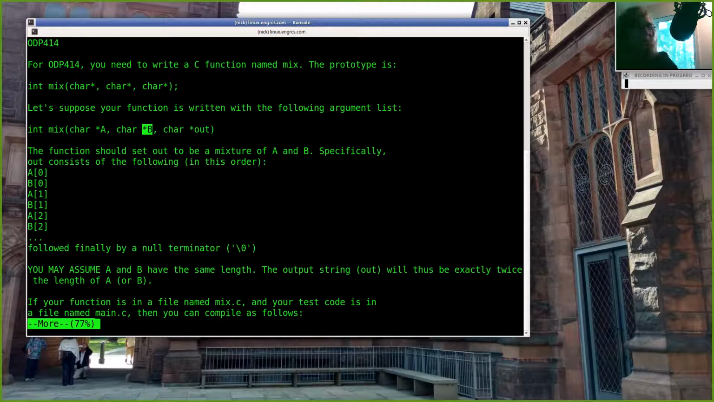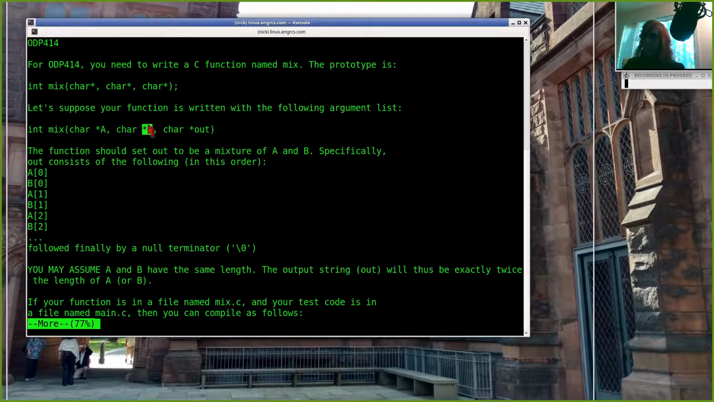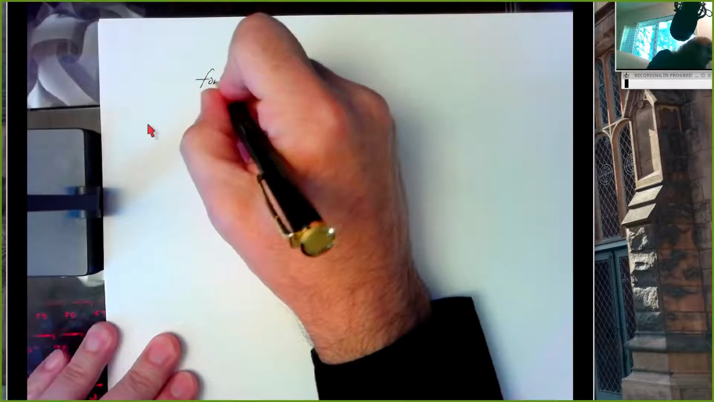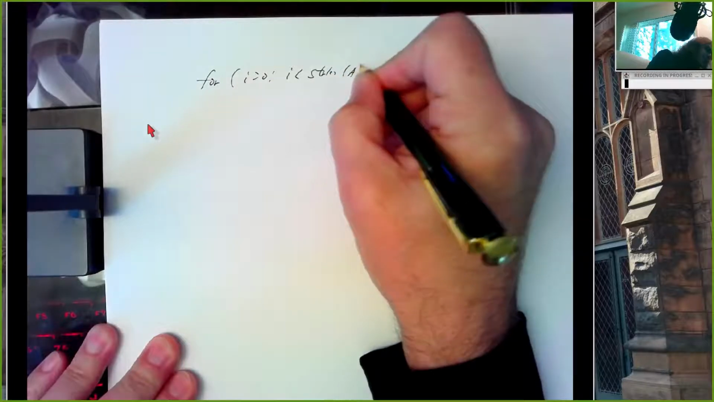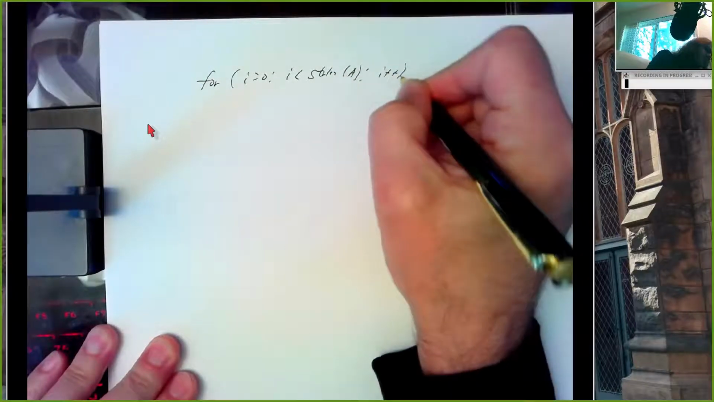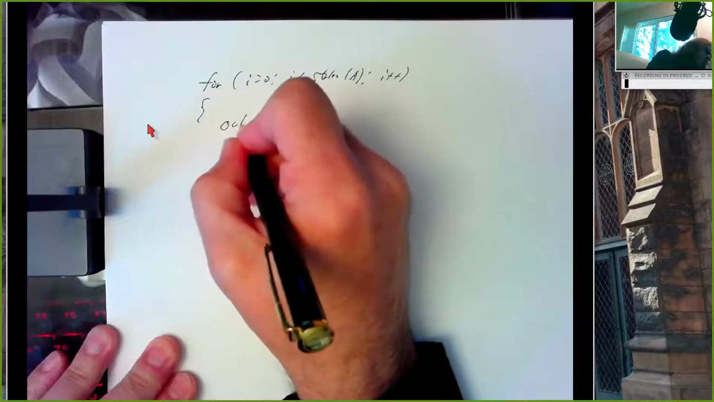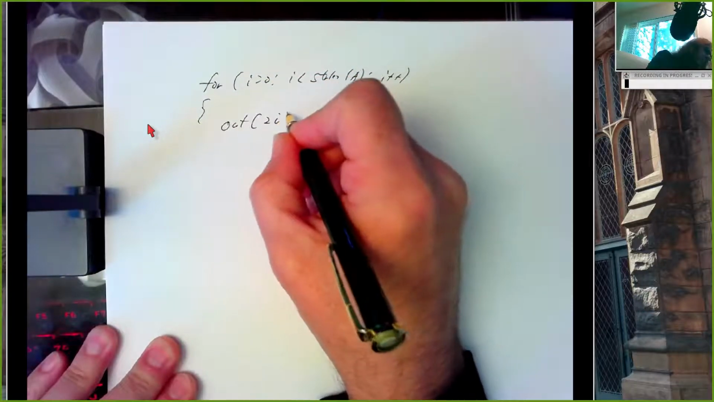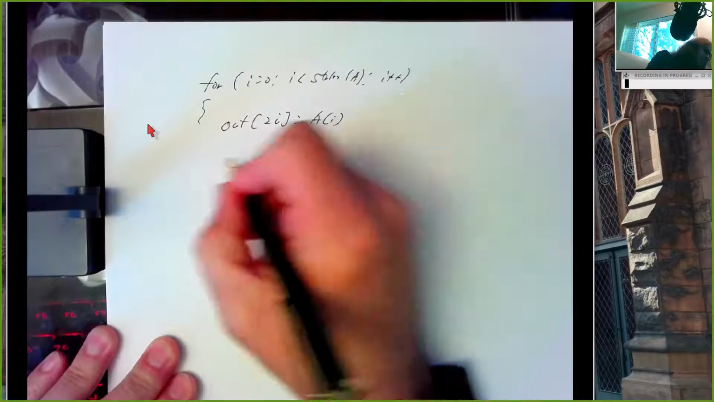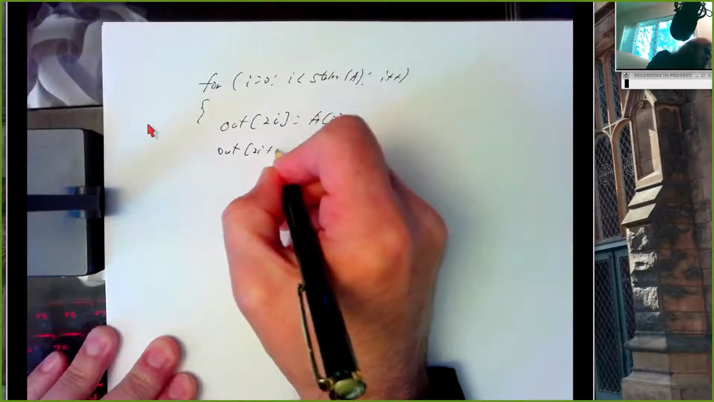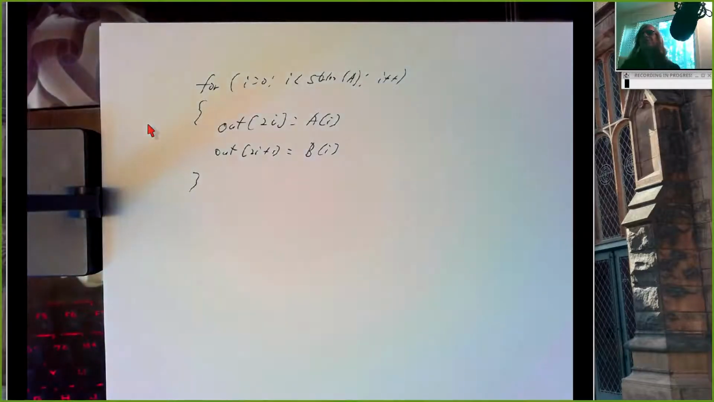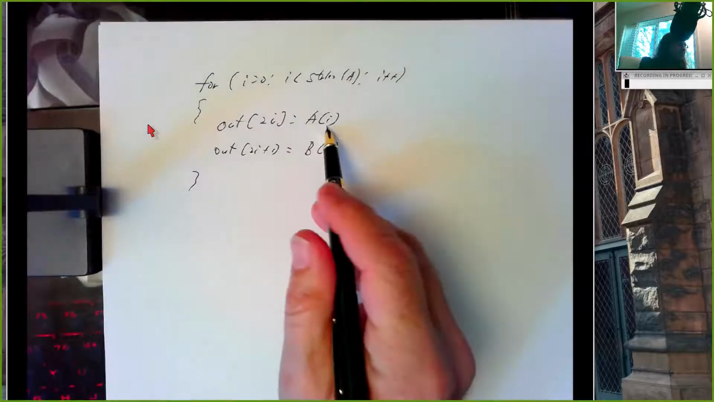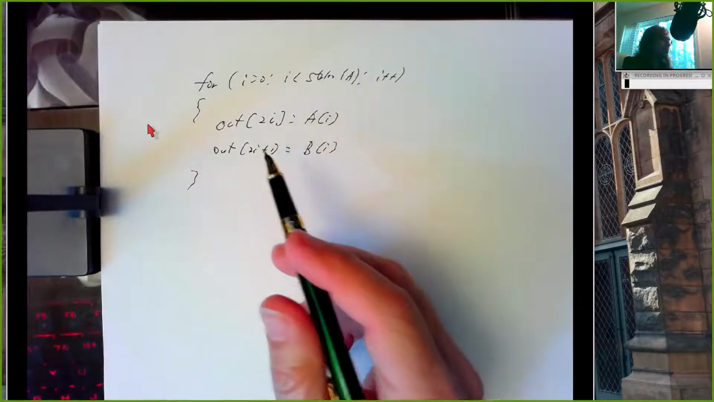And we looked at one approach yesterday, which was something like, for i equals 0, i less than string length of A, i plus plus, and this is pseudocode. But something like this, right? So go through each character of your input strings and copy them into the correct position in your output.